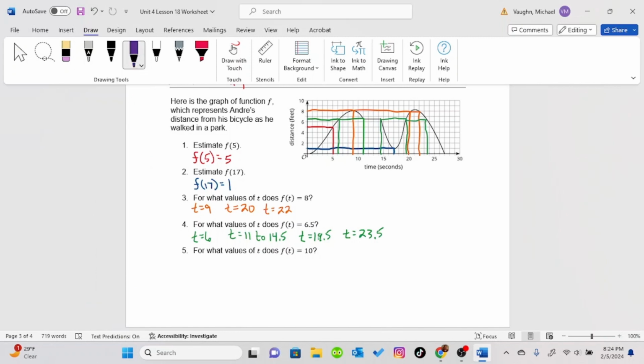And finally, for what values of t does f of t equal 10? Again, the number the function equals is the y value. So we go up to y equals 10. We look across, and we never hit the graph. So there are no values of t where f of t equals 10.